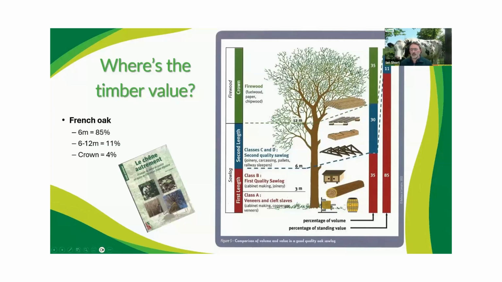85% of the monetary value of an oak tree in France comes from that first 6 meters, and then 11% from the next 6 meters and 4% from the top volume, from the crown. So this illustrates why it can be important to be looking at how you can maximize the volume and maximize the amount of monetary value you can get from your trees. And you could do this in forestry, but we can certainly do this in agroforestry systems as well.